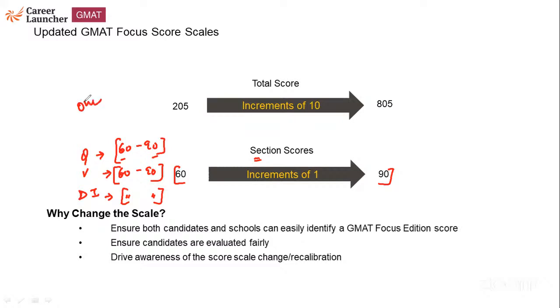Overall score lies between 205 to 805 with an increment of 10. 205, 215, 225, and so on and so forth.